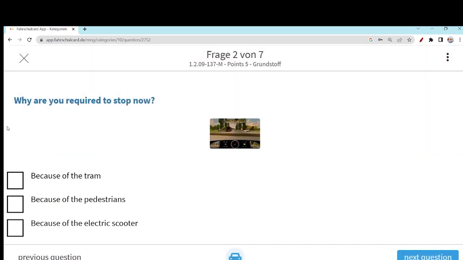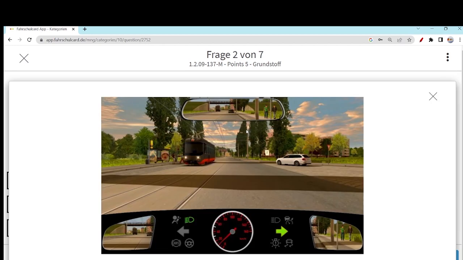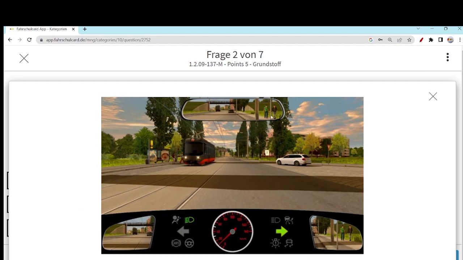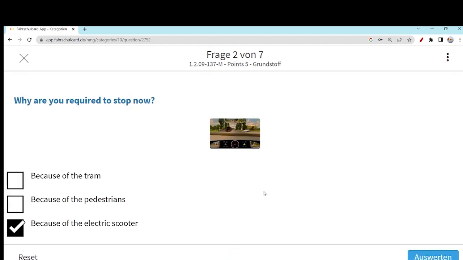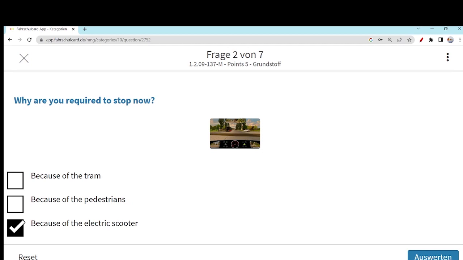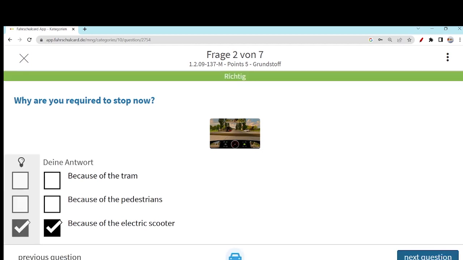So why are you required to stop now? Because of the tram? I guess no, the tram is on the other side of the road, we have no problem at all. Because of the pedestrian, no problem, because they are far away. We can simply take the turn. I think it will take them around 1 to 2 minutes to come on this side of the road. But because of the electric scooter, actually the electric scooter is coming very fast, and if we take the turn without a shoulder blick or turning our head back and seeing, because it's at the moment in our blind spot, we can hit the electric scooter. So only because of the electric scooter we need to be very careful.